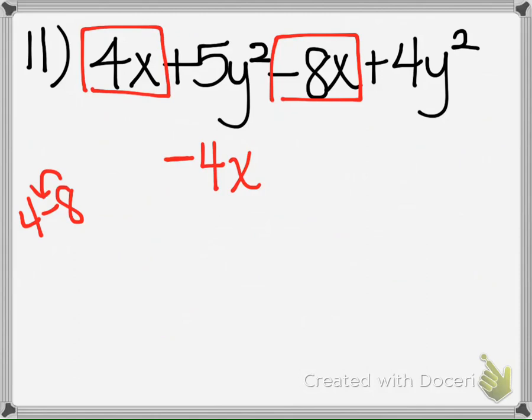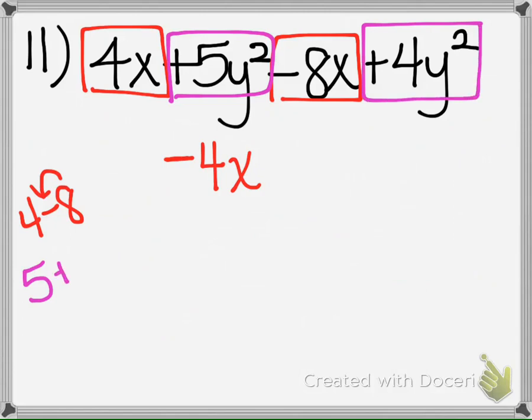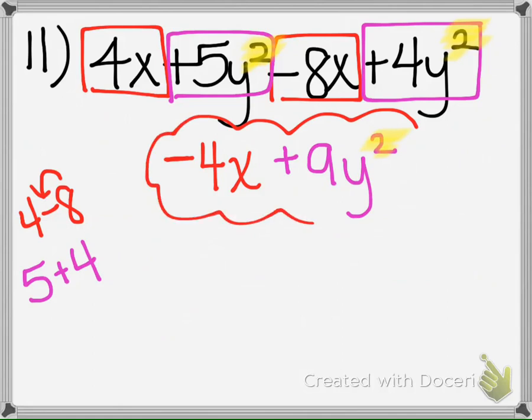And then we can put the positive 5y squared, so that's positive 5. And then we have a positive 4, and that would make positive 9y squared. So we do not do anything with these exponents here. And how do we know that? Well, if you did do something with it and you plug in a random number, it will not work. So we leave the exponent the same when we're combining like terms. And then this would be our final answer.